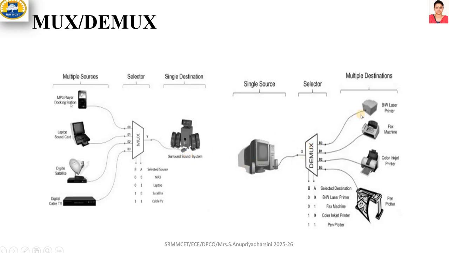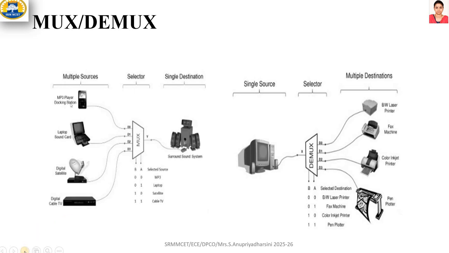So here you can see the opposite of it. From this system, it is going to one of the four outputs, right? If the selection line has 0, 0, the information is passed from the system to the laser printer. For example, if it is 1, 0, the information is passed through to the color inkjet printer here.